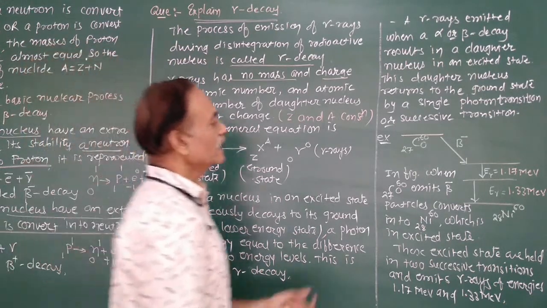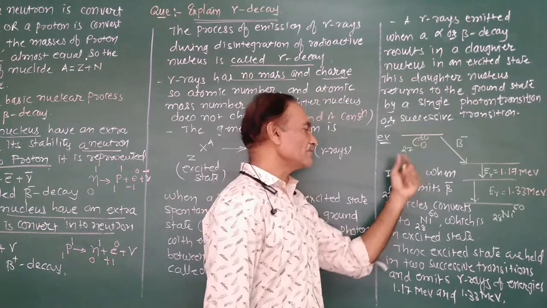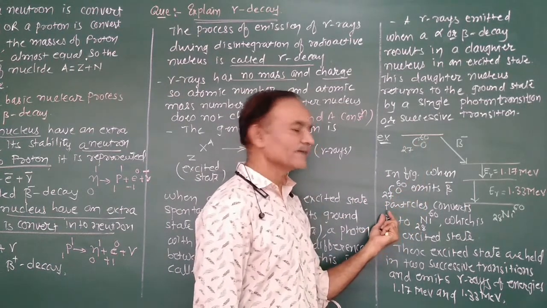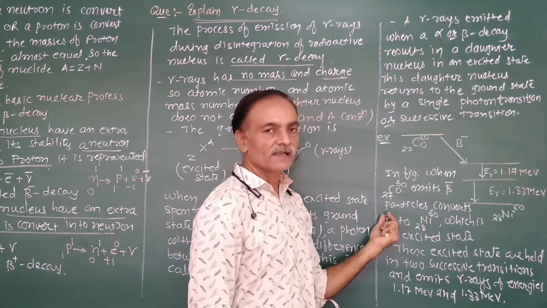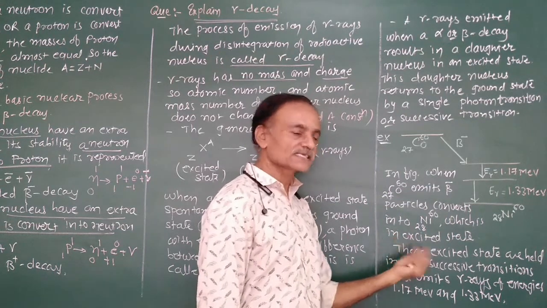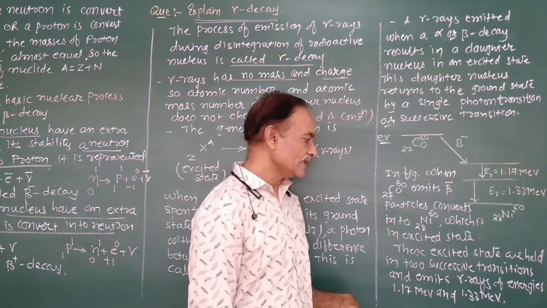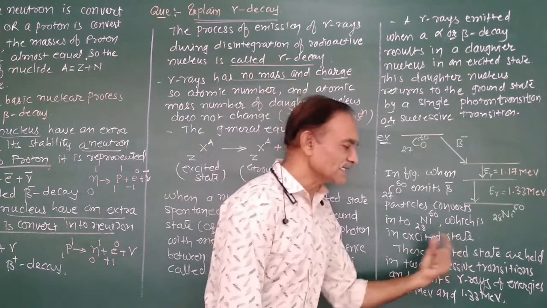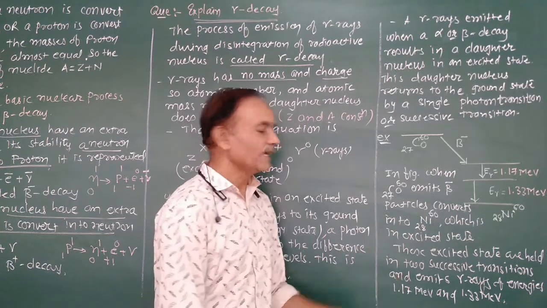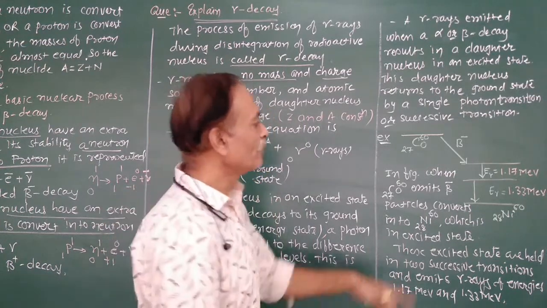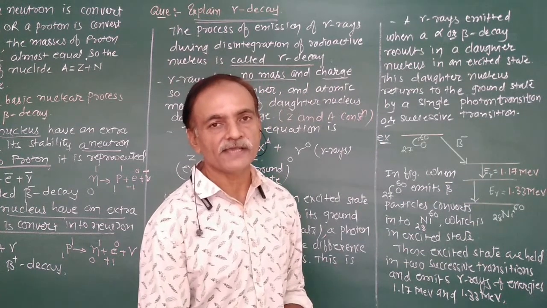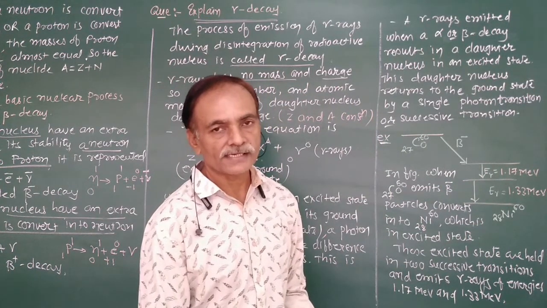Again, in the figure, when the nucleus cobalt-60 emits a beta minus particle, it converts into nickel-60, which is in an excited state. These excited states decay in two successive transitions and emit gamma rays of 1.17 MeV energy and also 1.33 MeV energy. Clear?